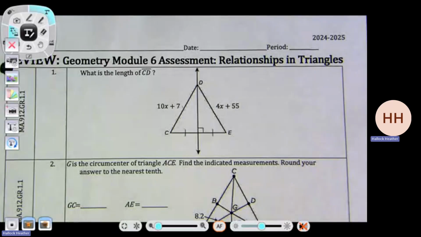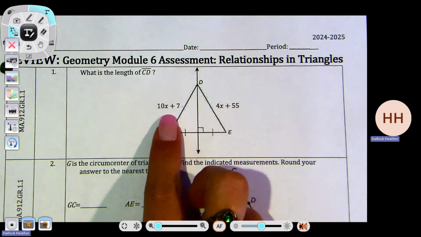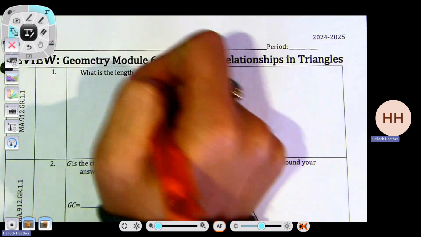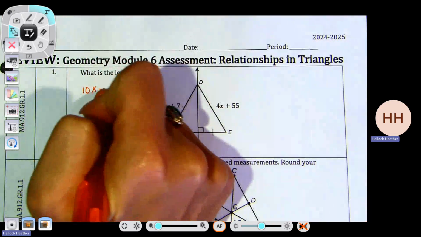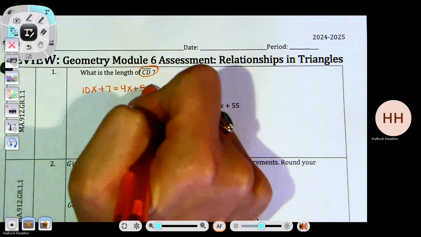For number 1, what we're going to do is, this is a perpendicular bisector of a triangle. So that means that this side is congruent to this side. So I'm going to set them equal to each other, and I'm going to plug it back in to find the length of CD. So 10x plus 7 equals 4x plus 55.